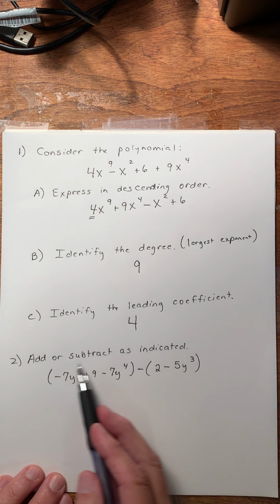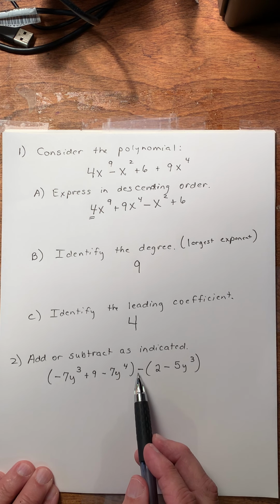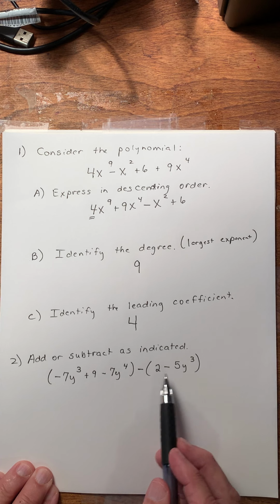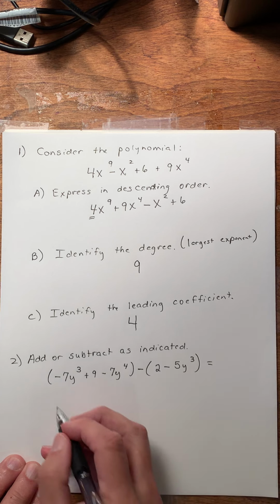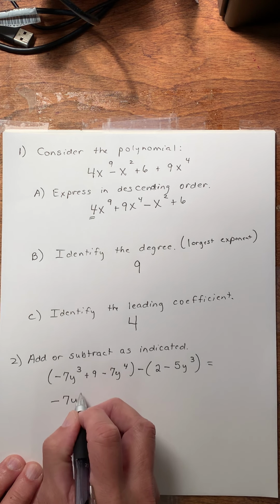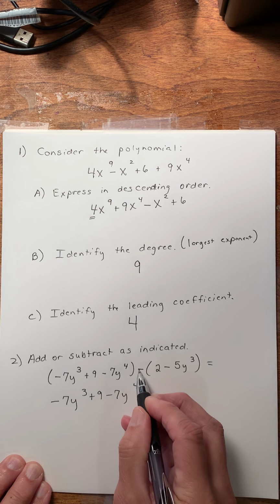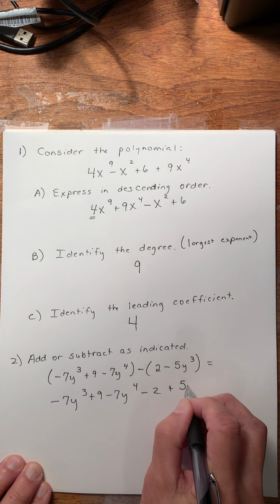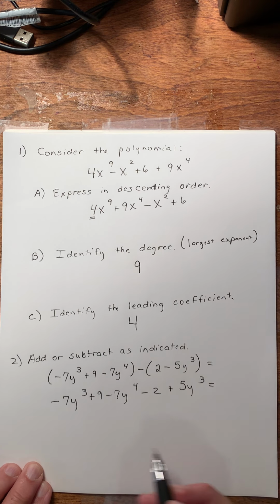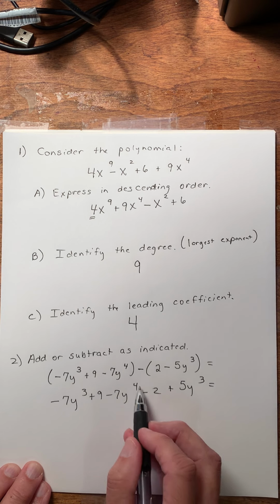All right, number 2. Add or subtract is indicated. This one is a subtraction problem. You know that when I subtract things in parentheses, I change their sign. So let's go ahead and rewrite this without the parentheses. It's minus 2, minus a negative, that's plus 5y to the 3rd. And when I write my summation, I might as well put it in standard form, the largest exponent first. I'm going to do this term first.